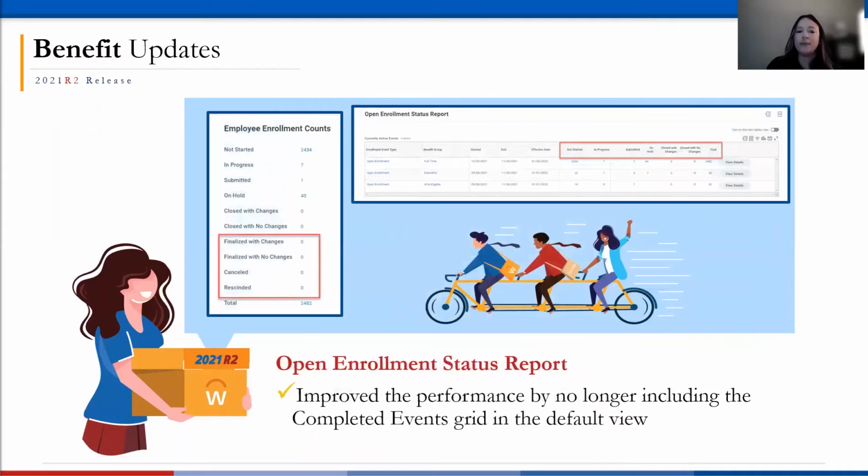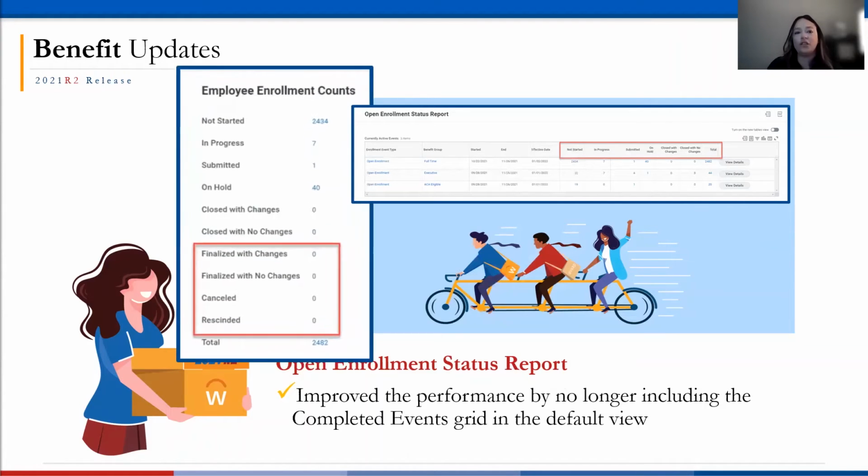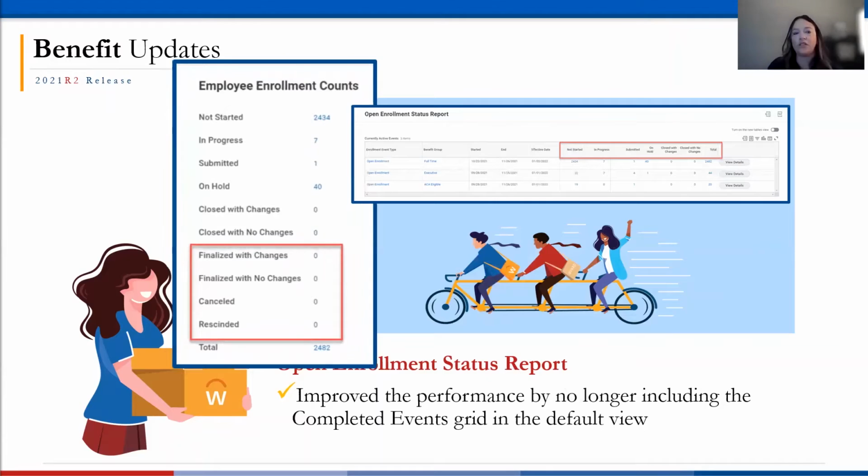Workday did update the open enrollment status report. So now when you go into the open enrollment status report, you're able to see the numbers that are important right away, meaning the not started, in progress, submitted, so on. When you click into view details, you'll start to see your finalized changes, finalized with no changes, canceled and rescinded. So they're just making those numbers readily available for you at your fingertips.